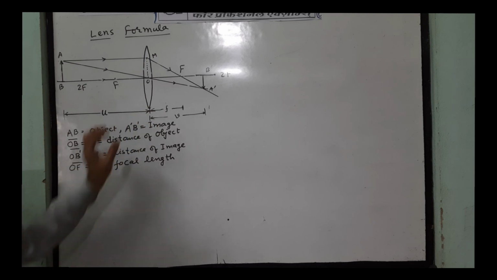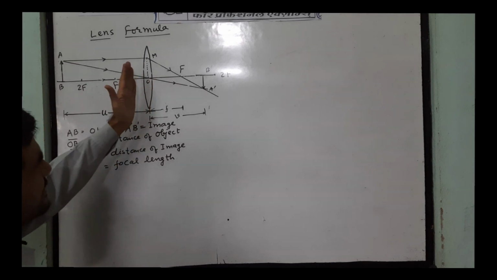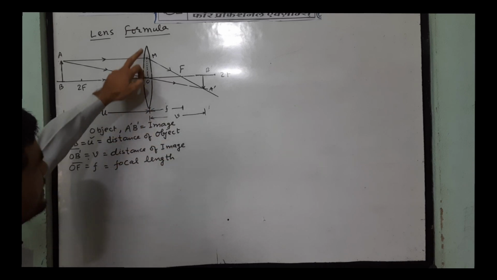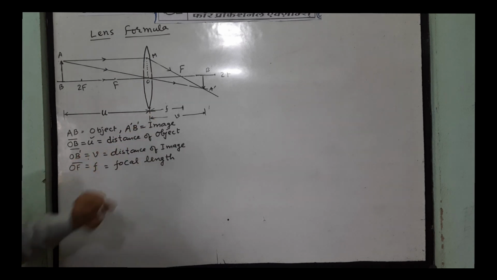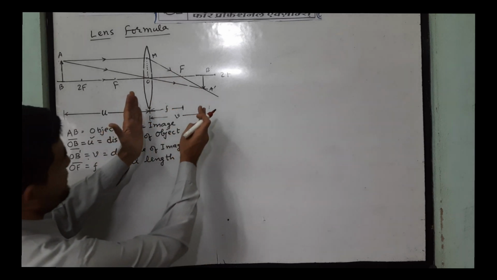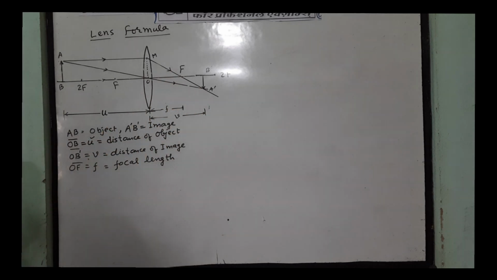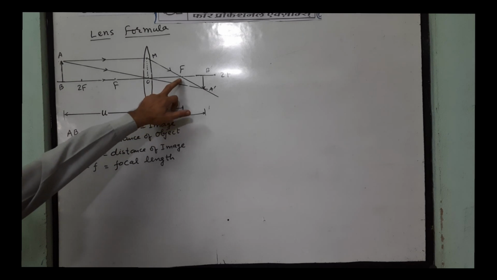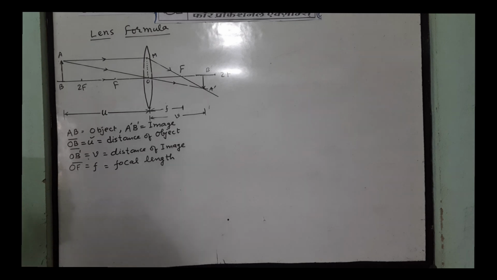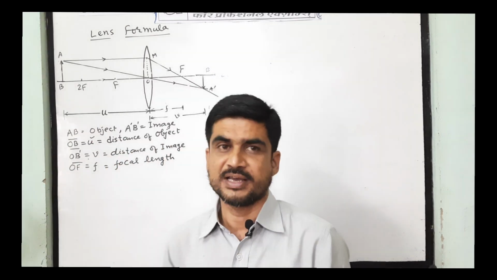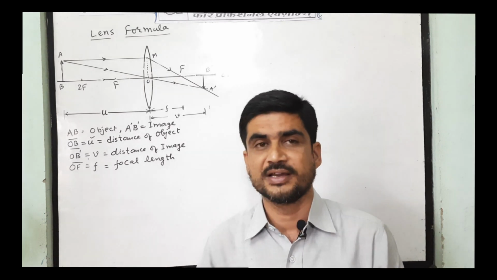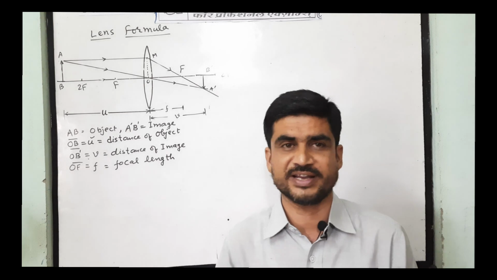Since the lens is very thin, instead of taking the distance from the first surface of the lens, I took the distances from the midpoint, this line. So u is the distance of the object, v is the distance of the image. Here the image is formed at a distance v from the lens, and f, the distance of the focus from the lens, is called the focal length. So we have to derive the lens formula. This formula you have studied in class 10th also, but the derivation you will see in class 12th, and this derivation is very important.